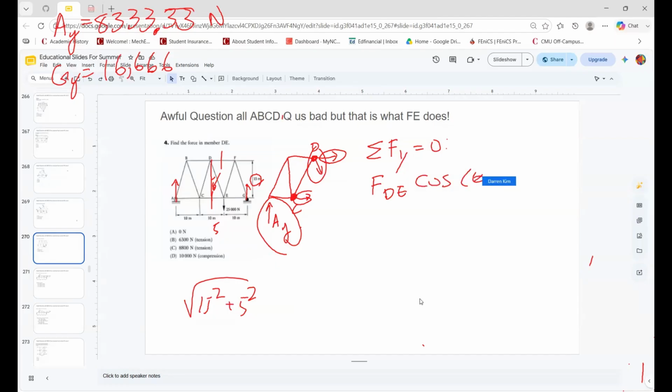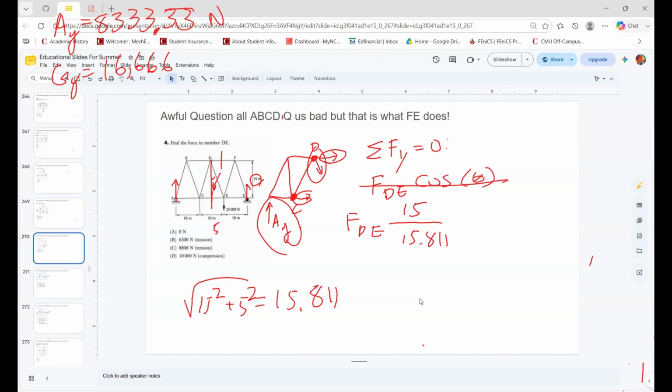Cosine data. We'll figure out the angles later, actually. This is 15.811. Actually, we'll do it right now because we have the power to do it. 15.811, and we can just delete this one. And then we can do the 15 over here. With that said, we can next do what we call the directions.